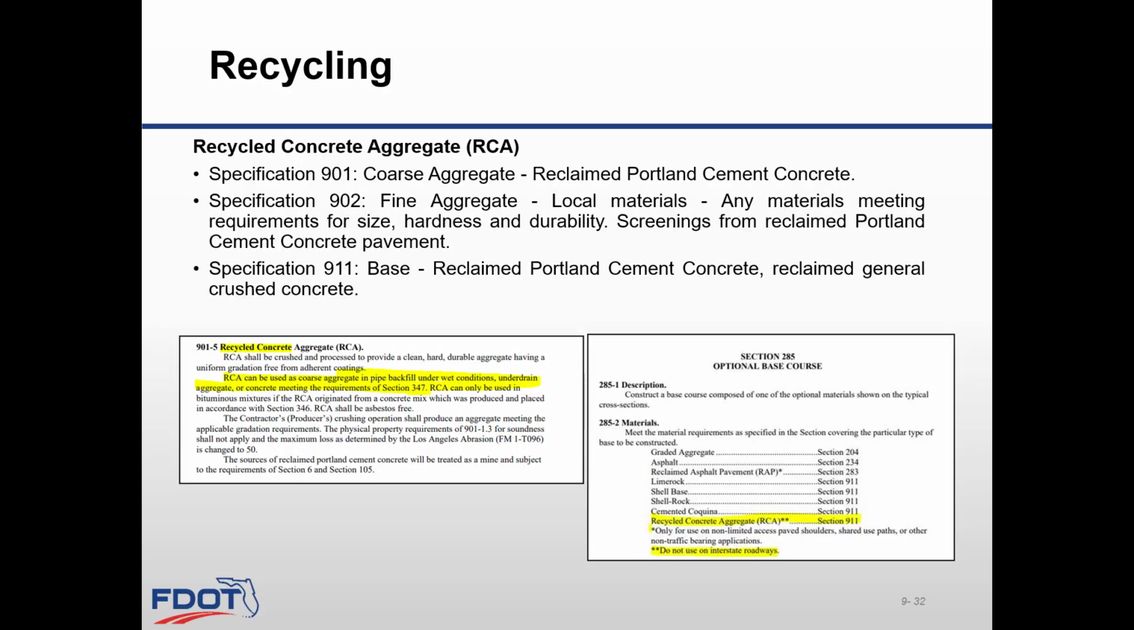Recycled concrete aggregate, RCA, is covered under specifications 901, 902, and 911, and those cover all the requirements and use. Need to highlight that RCA cannot be used on interstate, and the use is limited to non-limited access paved shoulders, shared use path, or non-traffic bearing applications. Section 285 for optional base covers the use.